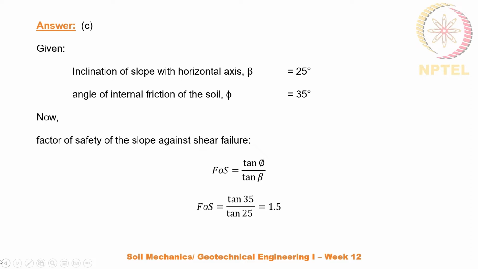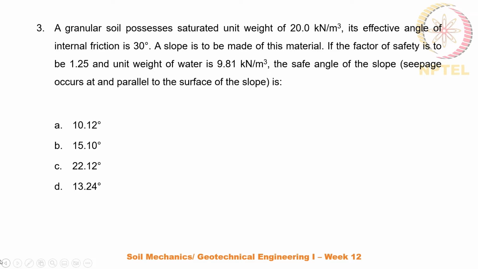All right, so moving on to the third question. A granular soil possesses saturated unit weight of 20 kilonewton per meter cube. Its effective angle of internal friction is 30 degree.